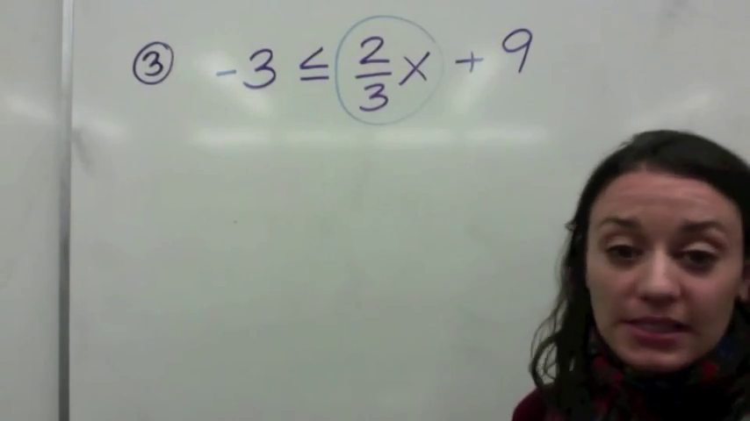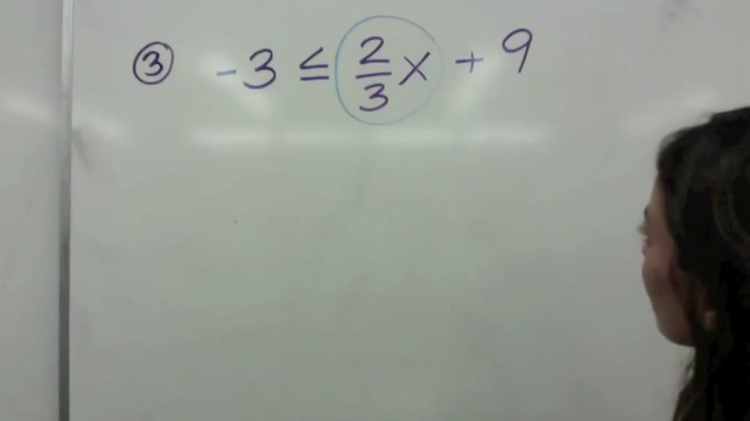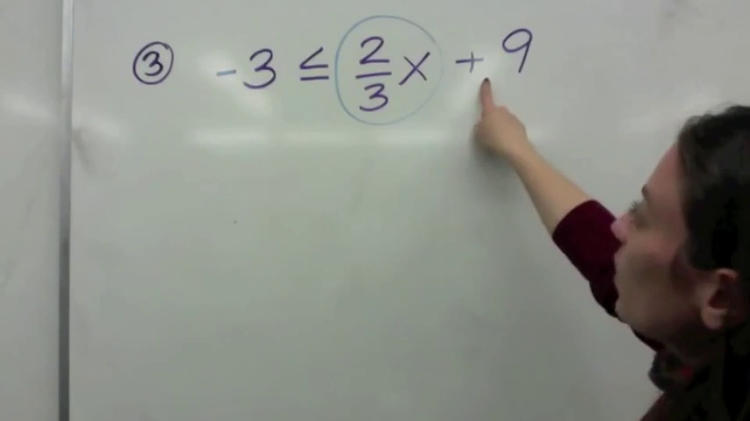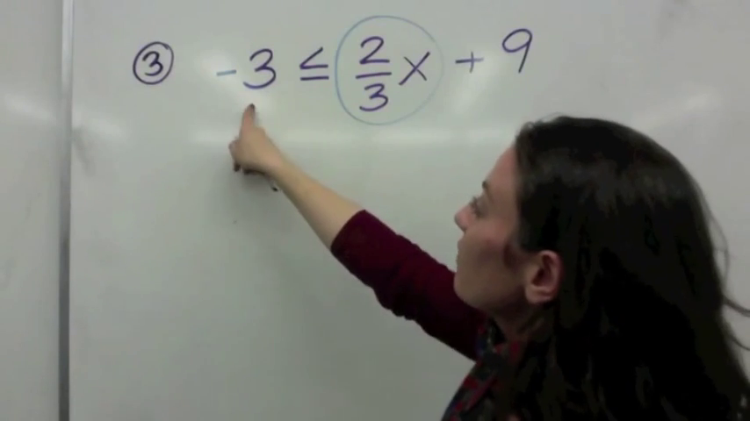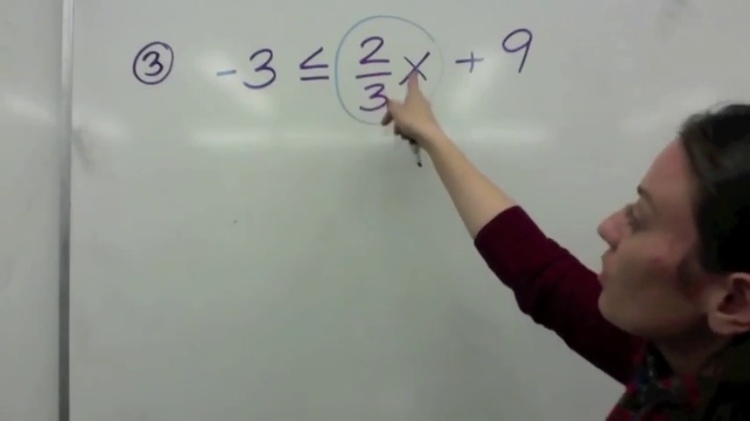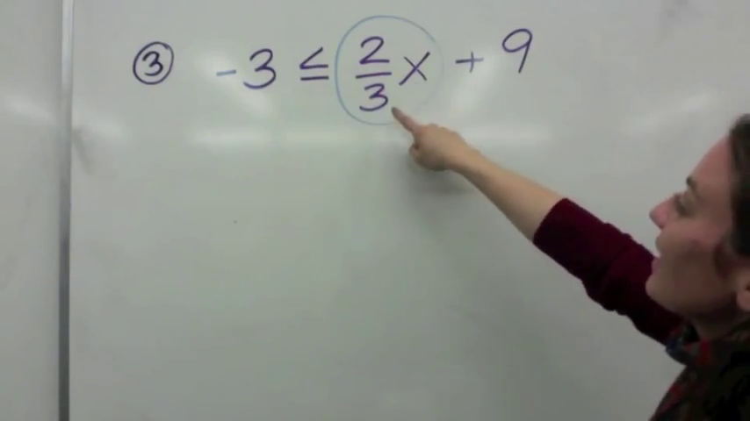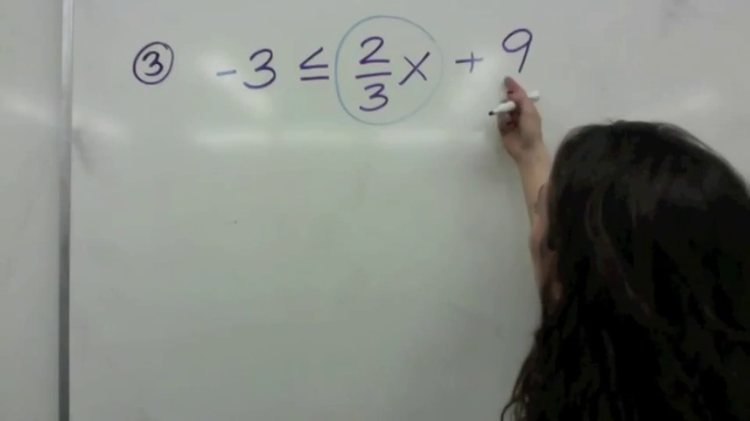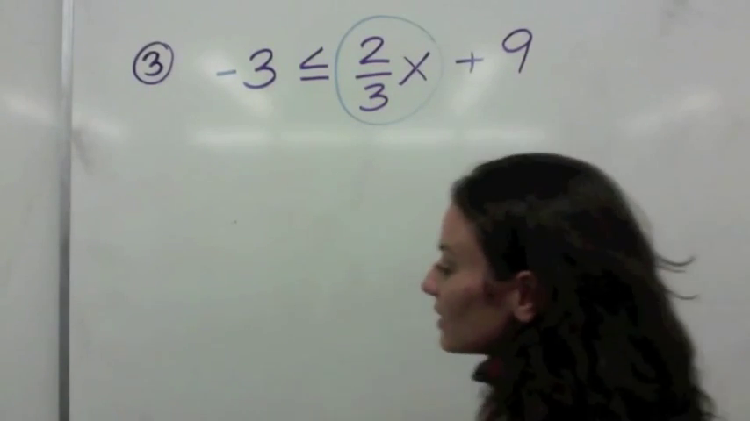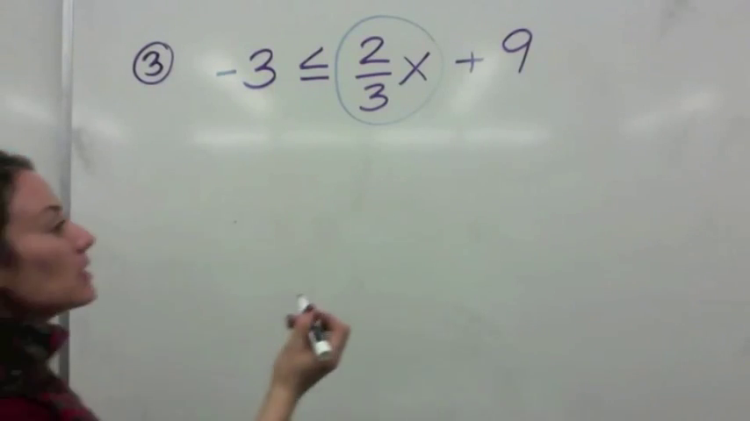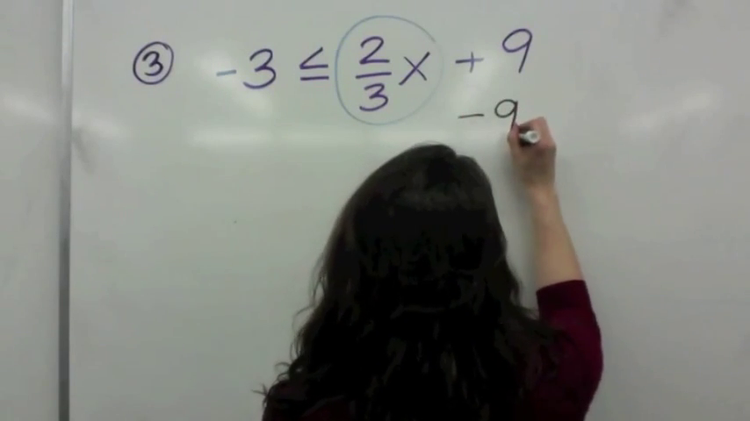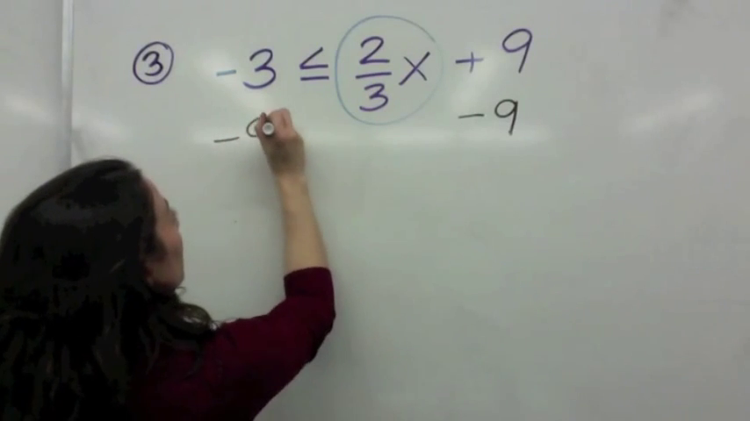I'm trying to get x by itself, just like in an equation. So we look at what is next to 2/3 x. Now this is -3 is less than or equal to 2/3 x plus 9. What is next to 2/3 x? It is a positive 9. So what is the opposite of positive 9? It is -9. So we're going to subtract 9 from both sides.